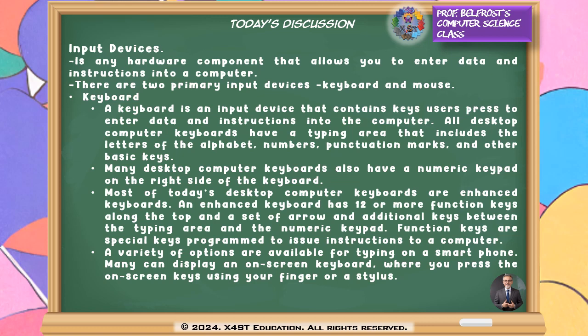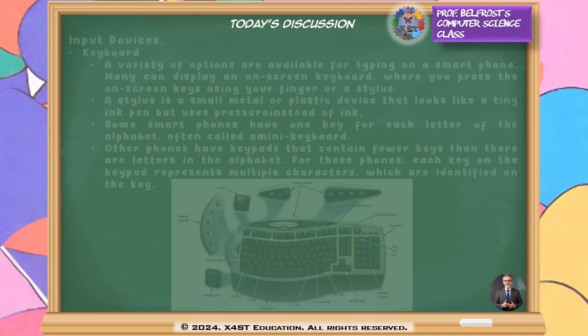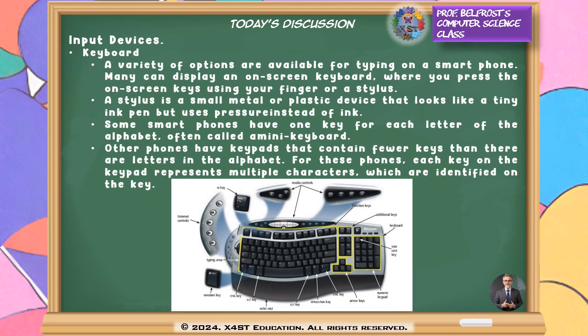Okay, and a variety of options are available for typing on a smartphone, which is not a desktop PC. Many can display an on-screen keyboard where you can press on-screen keys using a finger, or you may use a stylus to do it. Okay, you can see here is the picture of a keyboard that is used with a desktop PC.